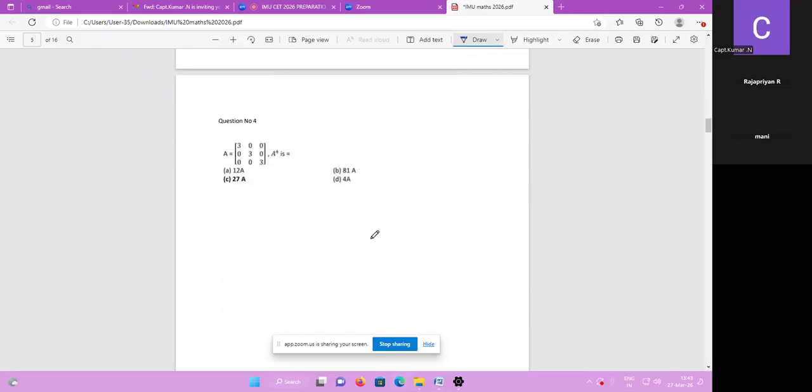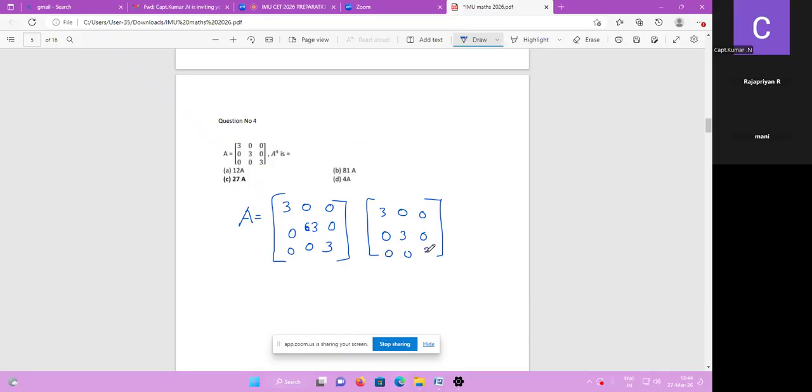This is the easiest one. They have given A as a 3 cross 3 triangular matrix or diagonal matrix. Both are okay for this matrix. You can easily do it. Then A square will again be A multiplied by A, so 3 0 0, 3 0 0, 0 3... you multiply, you will get 9 on the diagonal, and all the remaining entries will be 0.